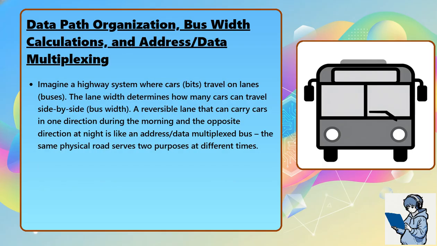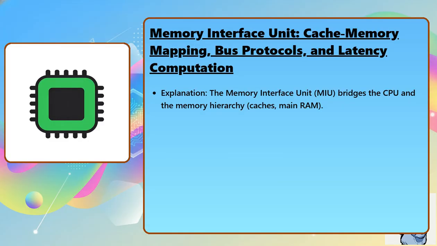Imagine a highway system where cars, the bits, travel on lanes, the buses. The lane width determines how many cars can travel side by side, which is like bus width. A reversible lane that can carry cars in one direction during the morning and the opposite direction at night is like an address/data multiplexed bus. The same physical road serves two purposes at different times. Explanation: the memory interface unit, MIU, bridges the central processing unit and the memory hierarchy, caches, and main RAM.